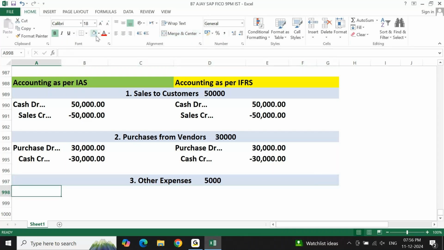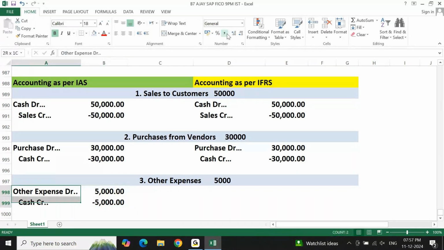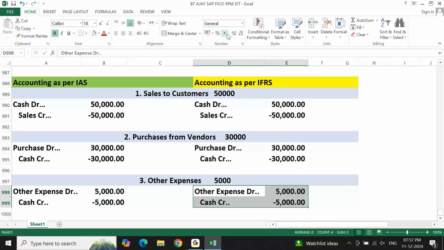And what will be the accounting entry for this? Other expense account debit, cash account credit. And this is going to be how much? 5,000 on the debit side, 5,000 on the credit side. Same thing, take it to the accounting format. Will this accounting entry be the same in IFRS or will there be any change? Same, sir. This is going to be the same. Copy this, put this here.